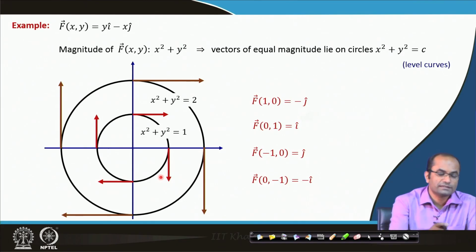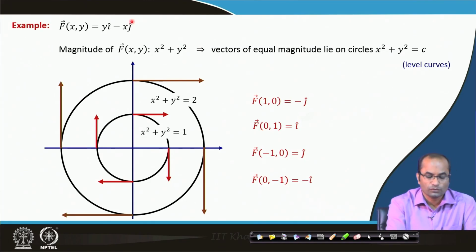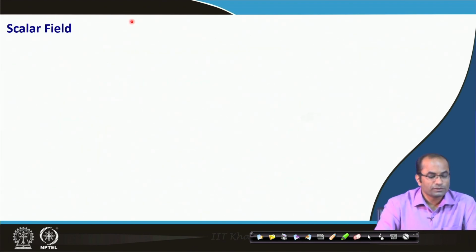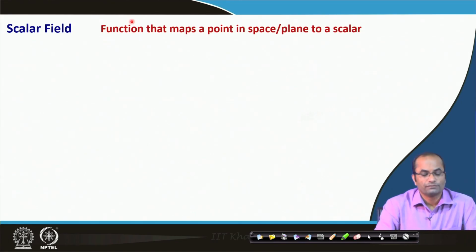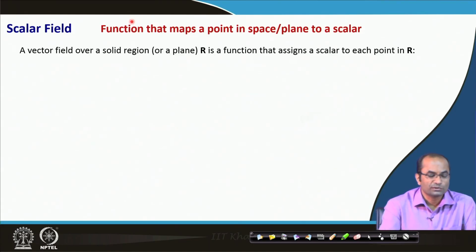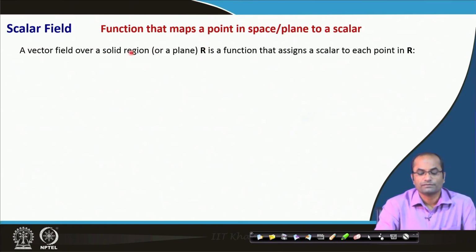So, we can visualize how this vector field looks in this case. For instance, we have this 2-dimensional setting. Coming to the scalar field, these are the functions that map a point in a space to a scalar value. A scalar field means the value of the function is a scalar, not a vector. A scalar field over a plane, or a solid region, is a function that assigns a scalar to each point in R.